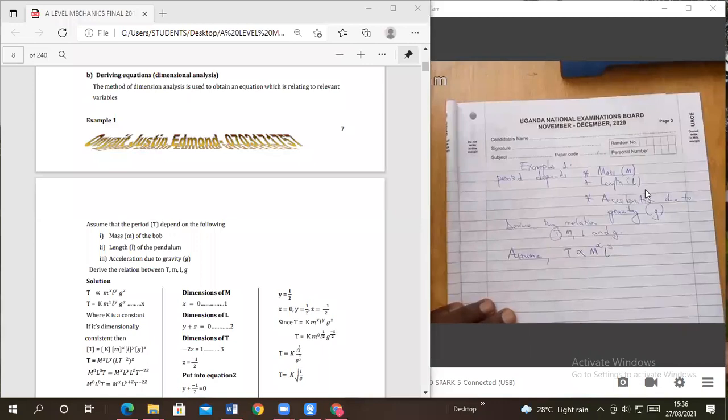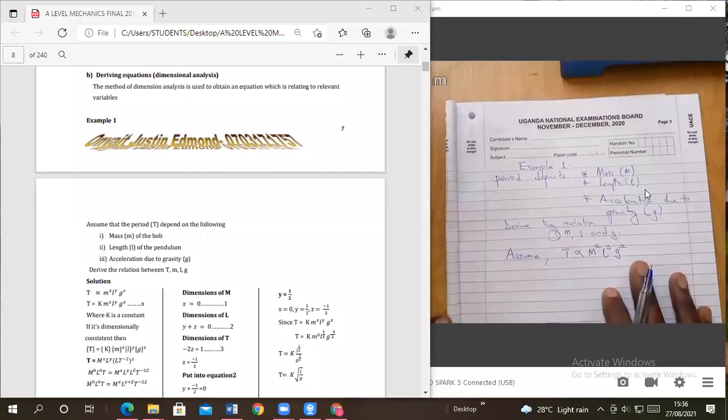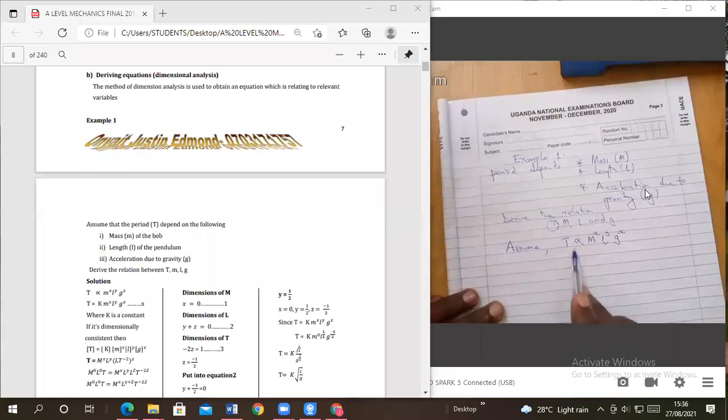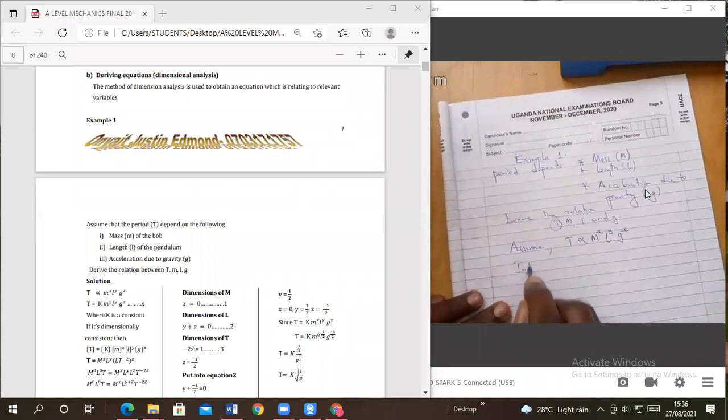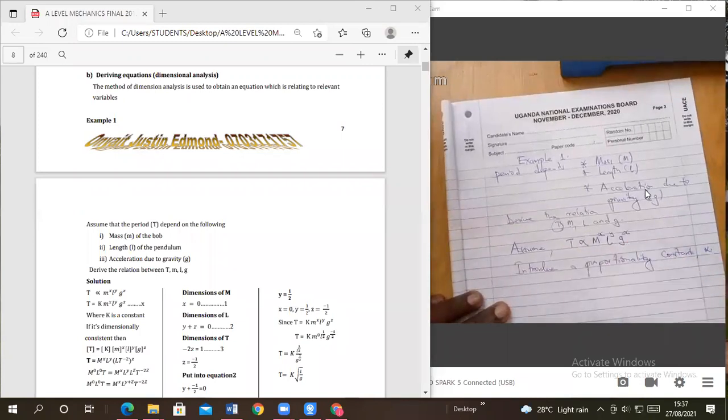It depends on how you wish. Then we go to G, I give the power Z. I'm using M, L, then G, because these are not their dimensions. I'm just putting them as quantities first. Now, after that, we remove this proportionality symbol by introducing a constant. So introduce a proportionality constant K.